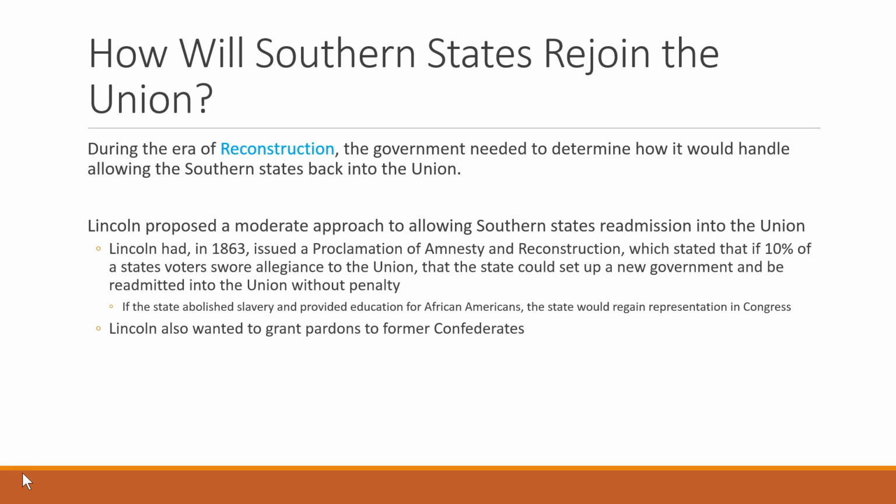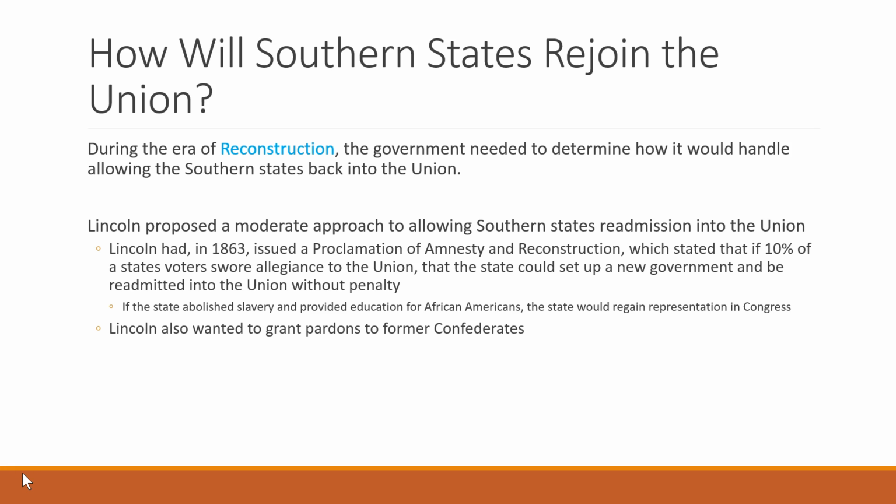Lincoln had, in 1863, issued a proclamation of amnesty in Reconstruction, and this stated that if 10% of state voters swore allegiance to the Union, that state could set up a new government and be readmitted into the Union without penalty. If the state abolished slavery and provided education for African Americans, the state would regain representation in Congress. Lincoln also wanted to grant pardons to former Confederates.